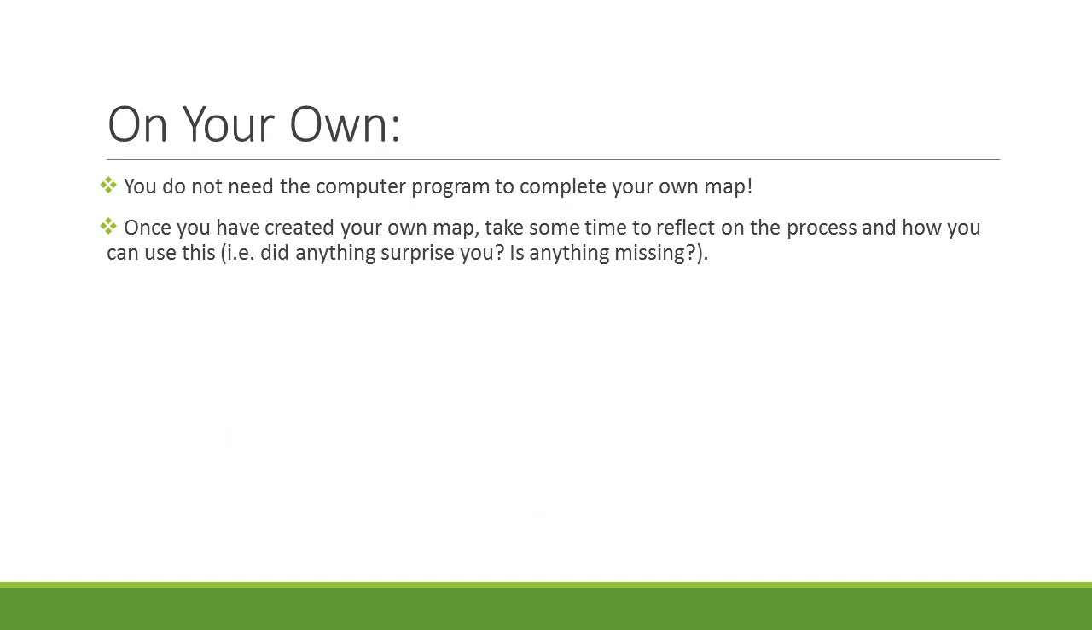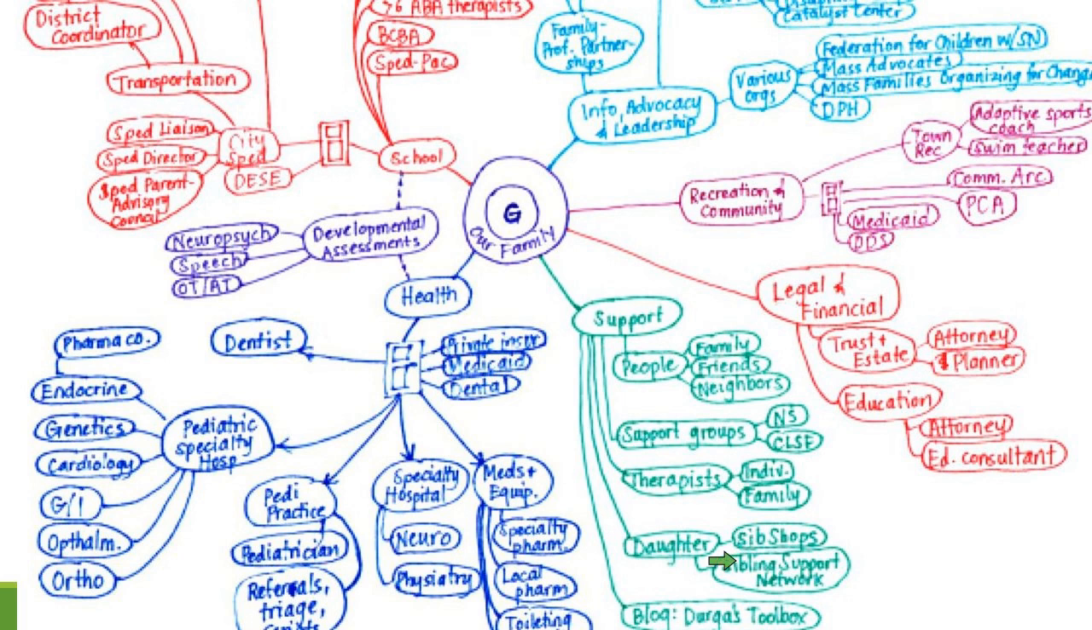So again, I want to show you what this overall map would look like if you were to do one by hand, which, again, is not necessary to do on the computer. You can do it by hand. You can do it with Post-it Notes, all sorts of things like that. But as you can see, Kristen Lynn used her family, G is her child, at the center of everything, and then just started doing all of the different responsibilities, needs, and resources from there.